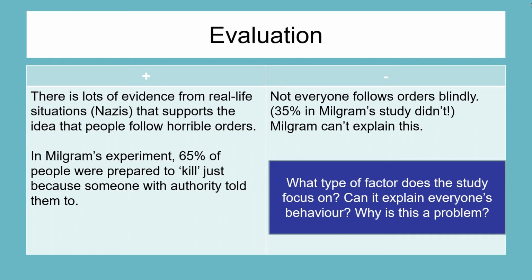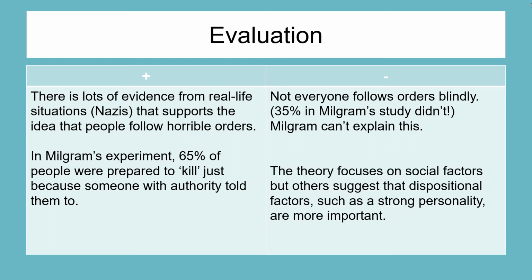There's something that Milgram's not quite understood, or something that Milgram's not quite explained, which links us nicely to our final evaluation. It could be that there's something in our disposition that stops us from following orders blindly, maybe something like our personality or something like that. So lots to say about agency theory.